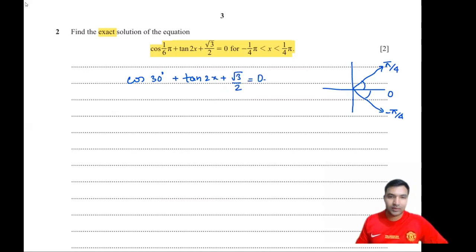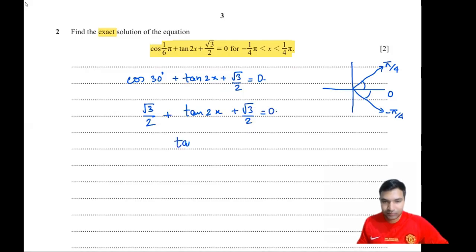Now, cos 30 is basically equal to sin 60, which is nothing but root 3 over 2, plus tan 2x plus root 3 over 2 equal to 0. So we get tan of 2x plus root 3 over 2 plus root 3 over 2, which eventually gives root 3, equal to 0. And therefore I get tan 2x is equal to negative root 3.